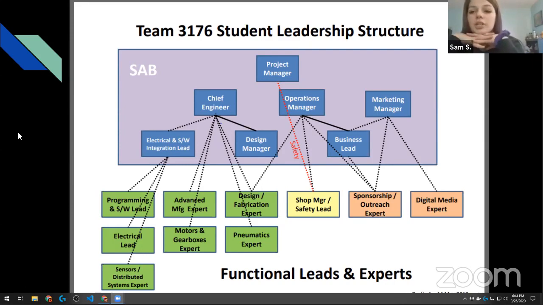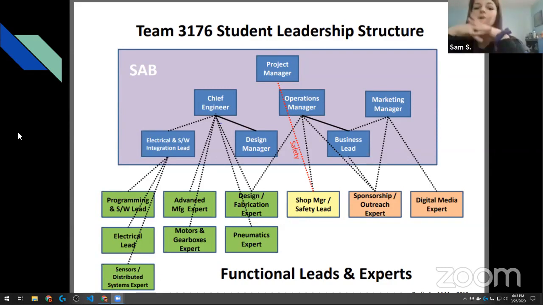The operations manager is the person that splits their time across the team, making sure that the technical and non-technical have communication between them across lower team members. So they obviously work very closely with everybody on the SAB to get everyone's input, just to make sure that the team functions as a whole. And then our marketing manager helps with business and our PR and our vision, our team branding.